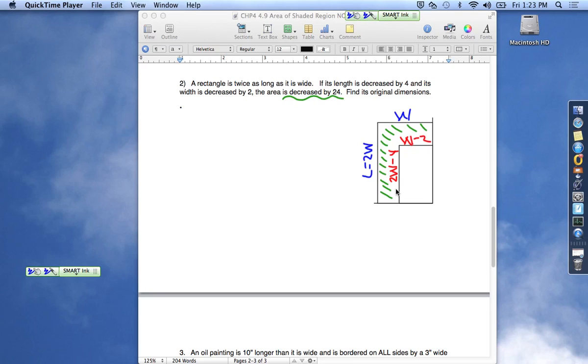And you could set this up in several ways. You could say that the large original minus 24 equals the new smaller rectangle. And I'm going to stop here and let you use the other example to see if you can set this up and solve. And then we'll talk about this in class.